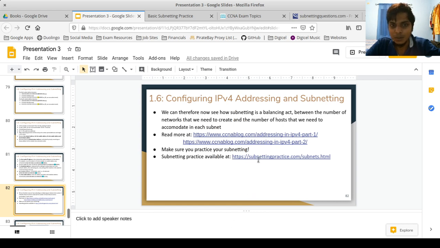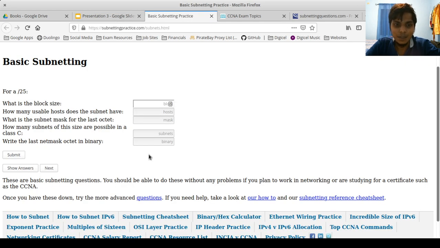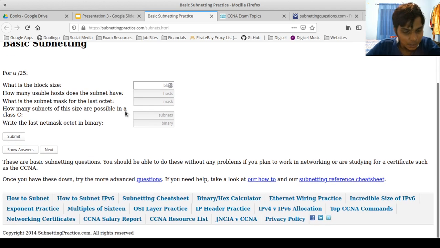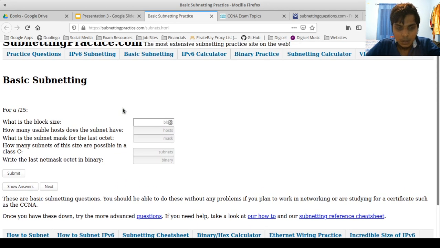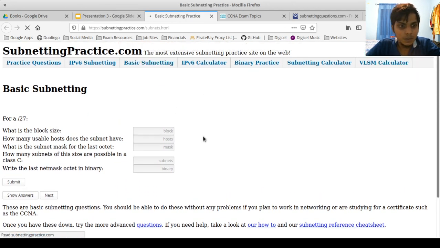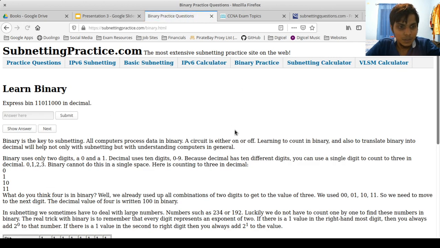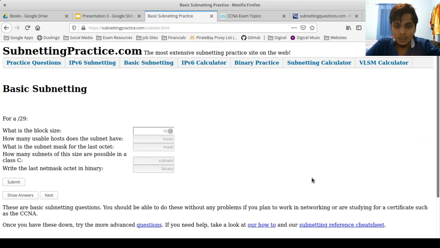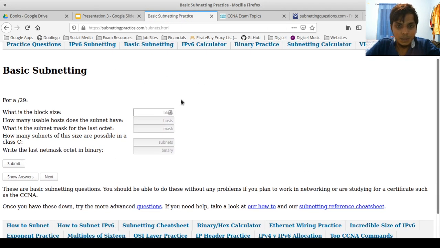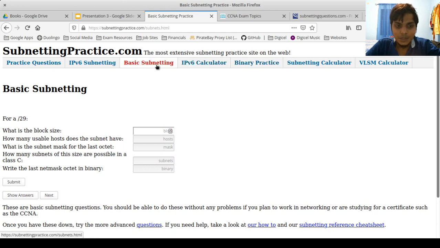So of course, again, go and practice the subnetting at this site. I'm not sure if there are any easier sites, maybe not, but I know this one, basic subnetting. You do have binary practice here too. If you want to practice your basic binary to decimal conversion, you have some practice there, and then you have the basic subnetting here. So start off here and then see if you can reach here.